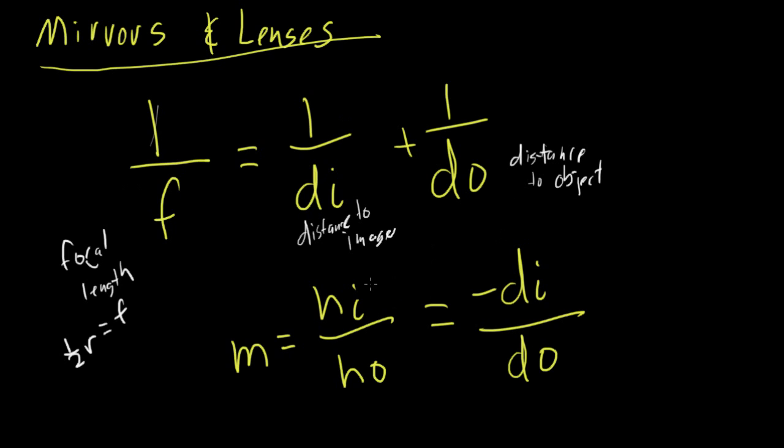Hi is the height of the image. Ho is the height of the object. And m is the magnification. Okay, there are your formulas.